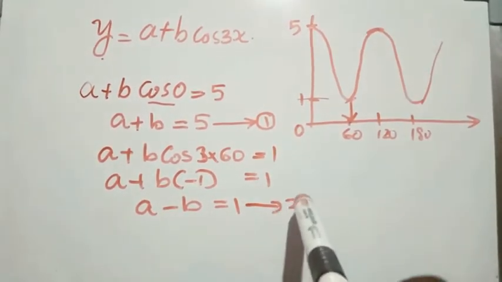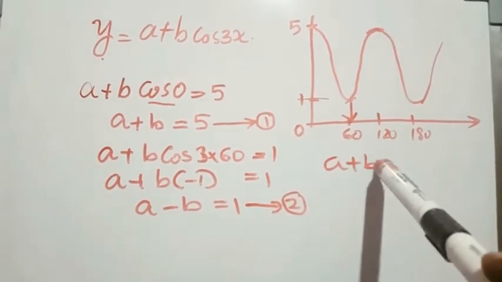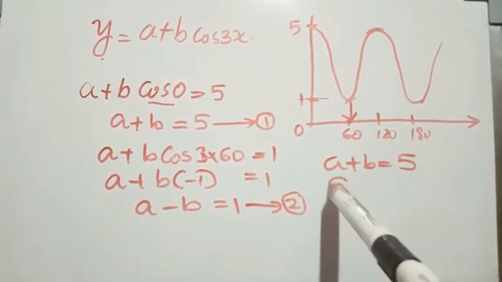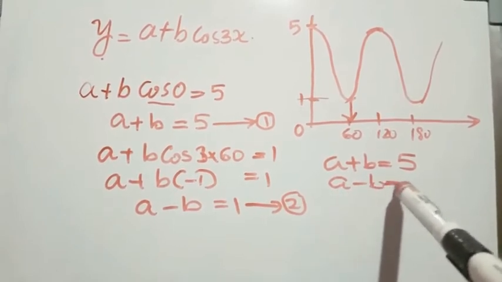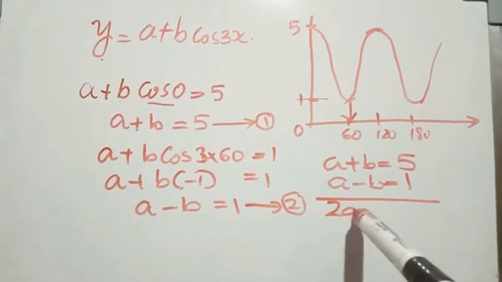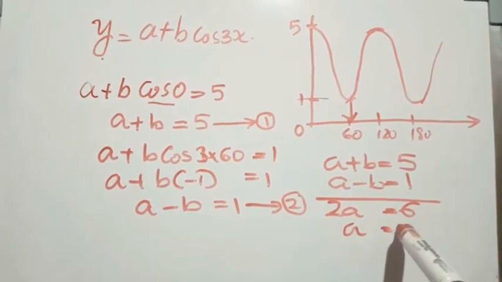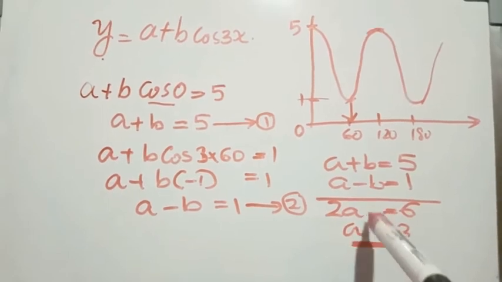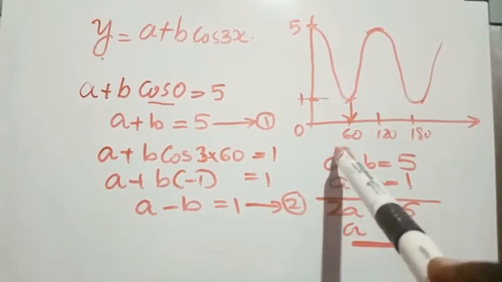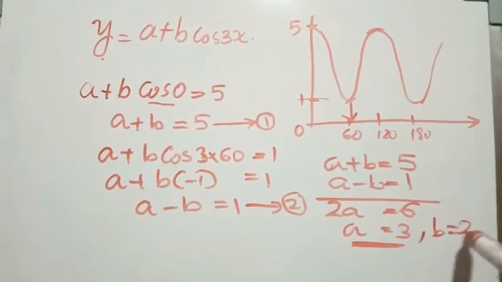So we got two simultaneous equations. One is a plus b is 5 and the second one is a minus b is 1. If you add both equations, we get 2a is equal to 6, or a equals 3. When you replace a as 3 here, we get 3 plus b is equal to 5, or b is equal to 2 as result.